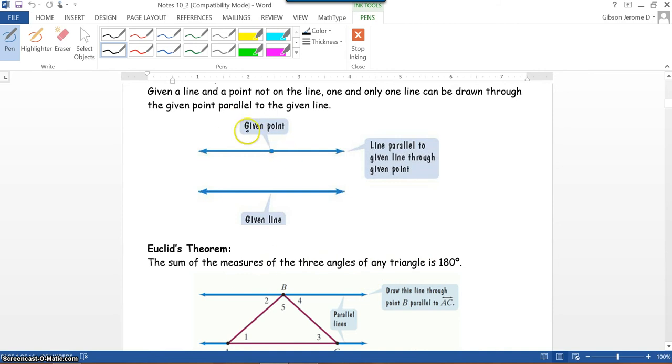The sum of the measures of the three angles of any triangle is 180. But before we get here, let's take a look. We have parallel lines, and this is a given line. Given a line and a point not on the line, one and only one line can be drawn through the given point parallel to the given line. So we could even make a point here. There's only one line that could be drawn that will connect these points. Or we could have put a point here. It's only one line that will connect that.